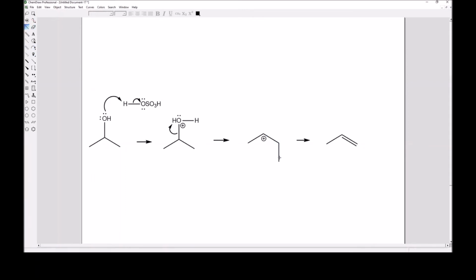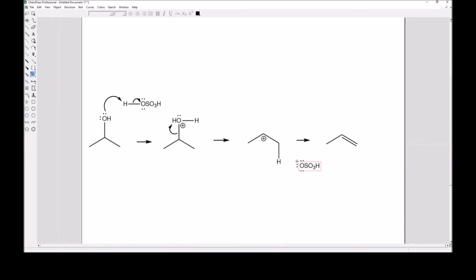Zaitsev's rule is what you think about when you're making an alkene. Markovnikov's rule is what you think about when you're breaking an alkene. So this is a review of an E1 mechanism where we made an alkene. That's why I brought up the concept of Zaitsev's rule, where I would pull the hydrogen from the carbon with the fewest number of hydrogens.